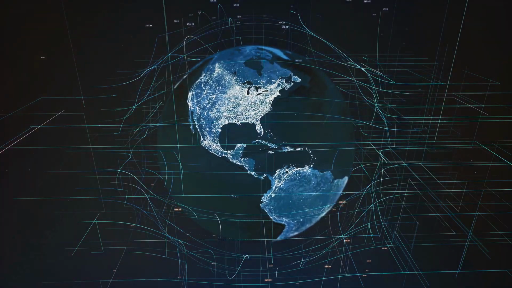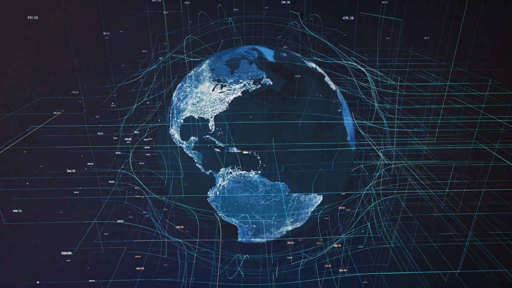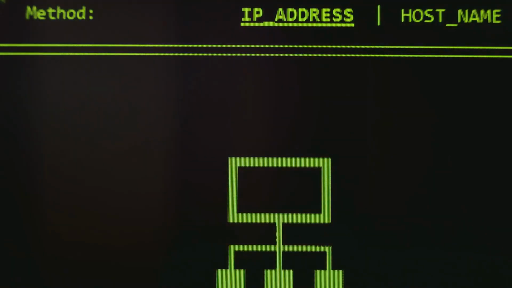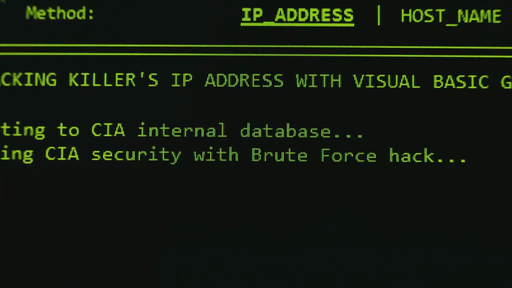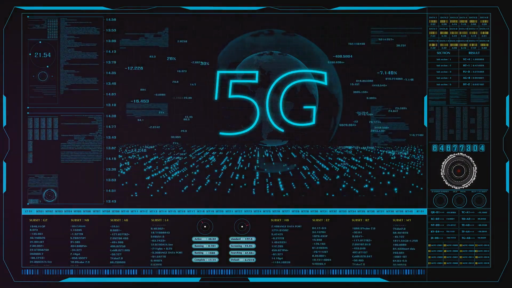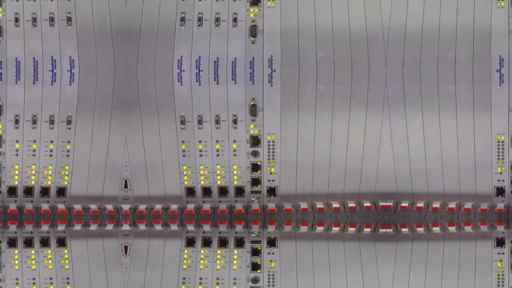Imagine trying to remember the IP address of every website you visit. It would be a nightmare. DNS simplifies this process, allowing us to use memorable domain names instead. This system is essential for the Internet's usability and efficiency.